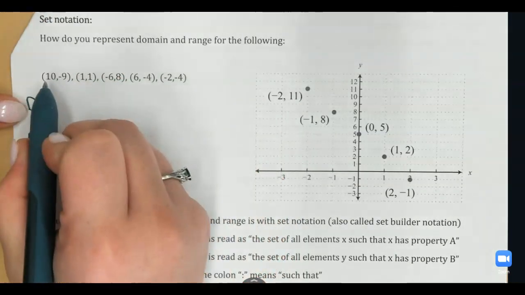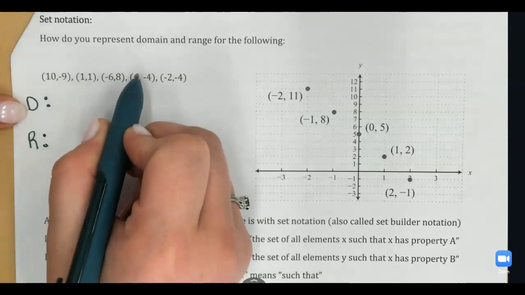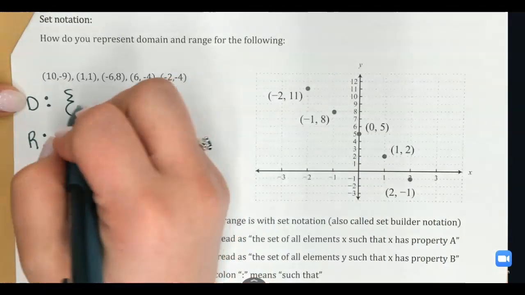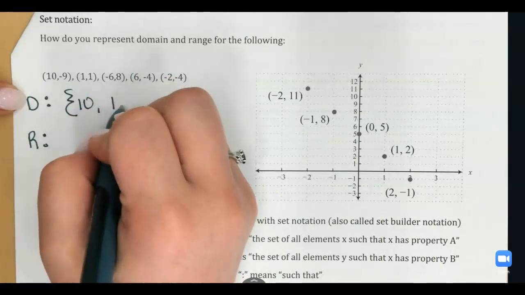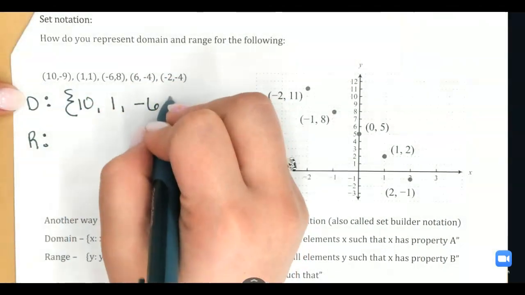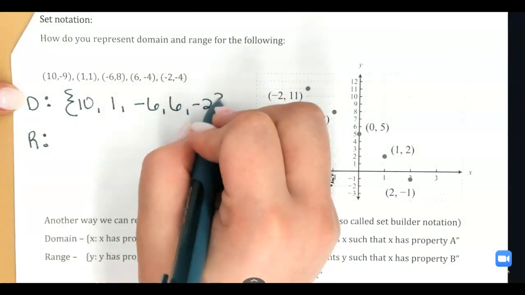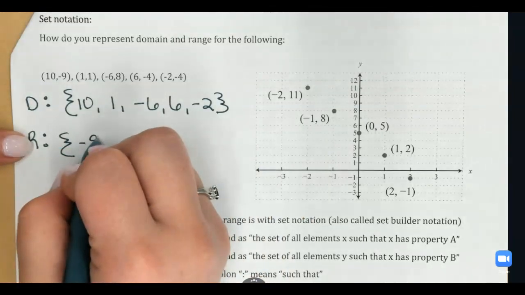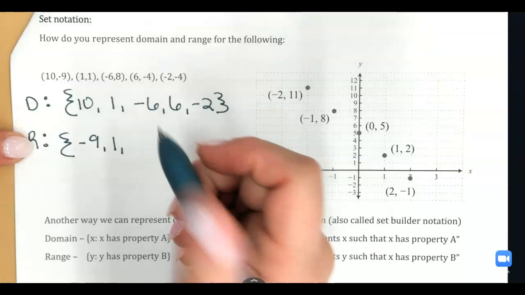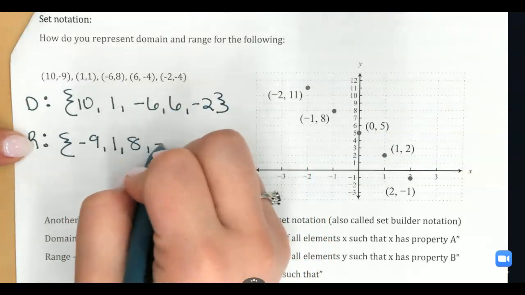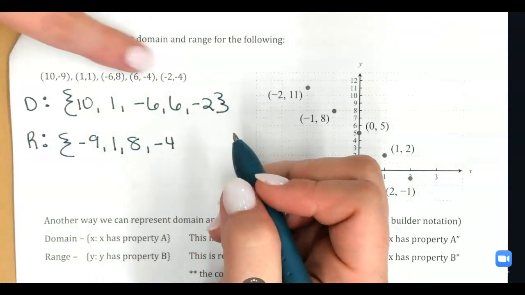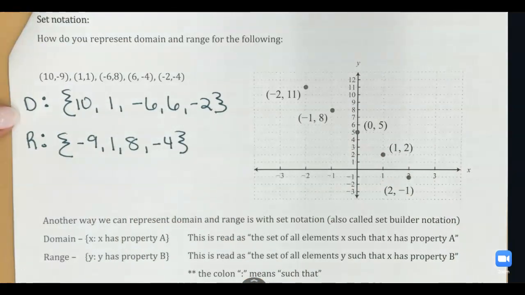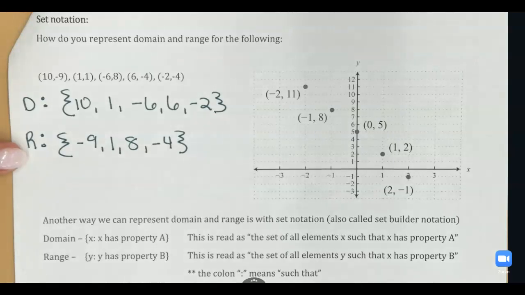So for domain, I've got 10, 1, -6, +6, and -2. So my domain, you're going to do squiggly bracket, 10, comma, 1, comma, -6, comma, +6, comma, -2. Close squiggly bracket. Same for range, and you do your y coordinates, -9, comma 1, comma 8, comma -4, and -4 is on there twice, but we don't have to write it twice, okay? So here's all my domain values, here's all of my range values.